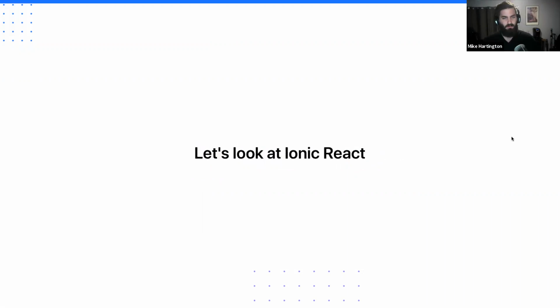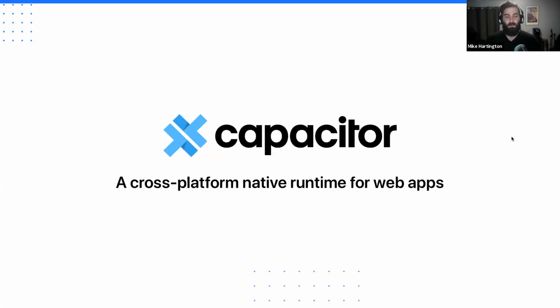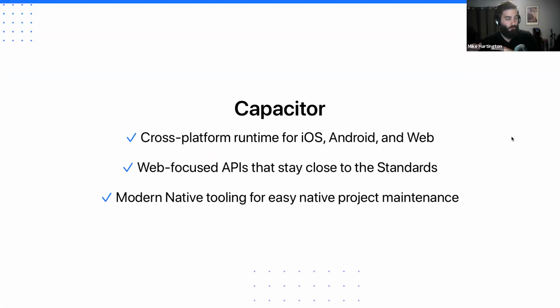I wanted to take a look and put together an example for Ionic and React. And I actually wanted to use our new native runtime, Capacitor. So for those who don't know what Capacitor is, it's a runtime and library for shipping your web apps as native apps to the App Store and also to the web as progressive web apps.